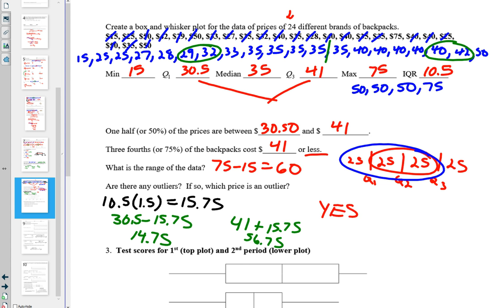Yes, we do. Which ones are the outliers? Do I have anything less than $14.75? No, I don't have anything less than $14.75. But do I have anything greater than $56.75? Yeah, that big expensive one. Which price is the outlier? The 75. Maybe that day they were just feeling a little risky. They wanted to splurge, so they splurged all that day.